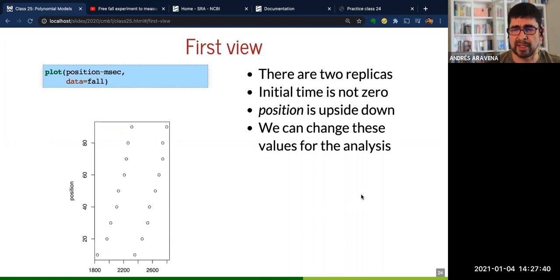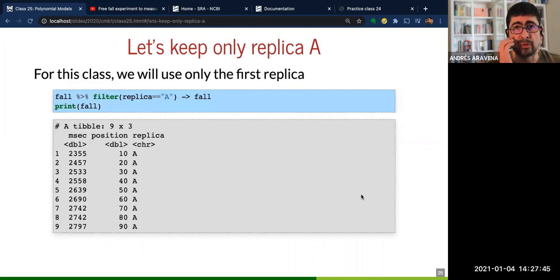And we have 2 replicas. The first simplification that I do here for today is that I am taking only the first replica. Later in another class, I want to use both replicas, but since you also have the data, I want to use your data. Okay, but for another class.